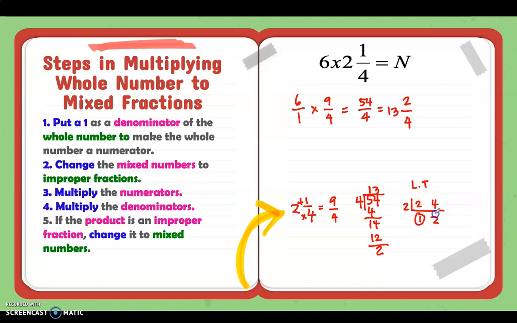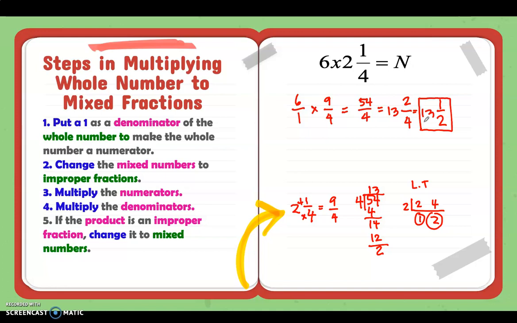Okay, so the answer is 1 over 2. And do not forget to write the whole number. So the answer is 13 and 1/2. So if it is a whole number, you just have to put 1 as the denominator.